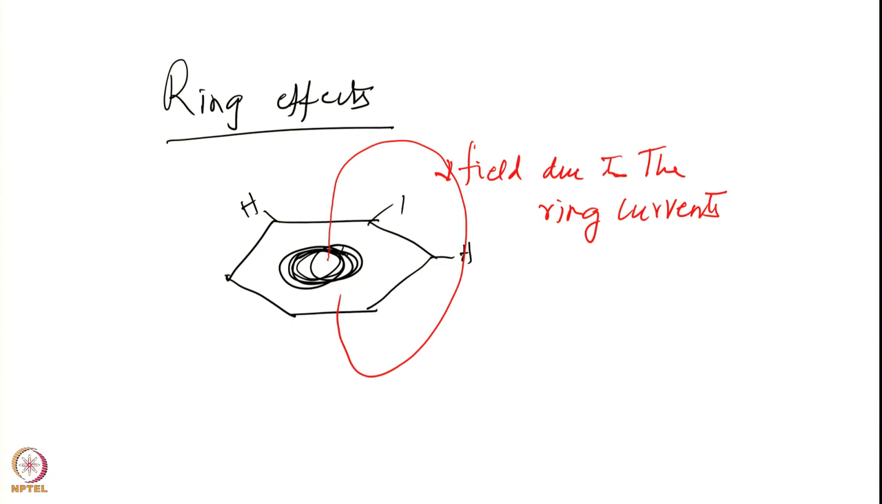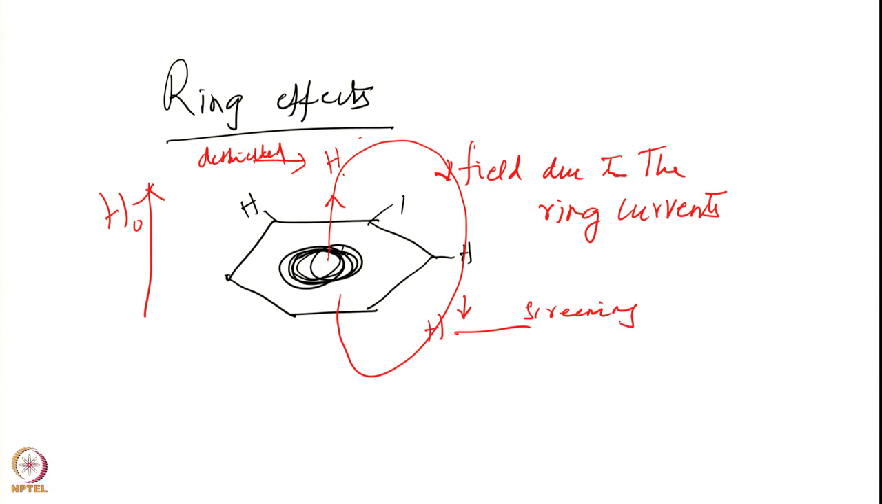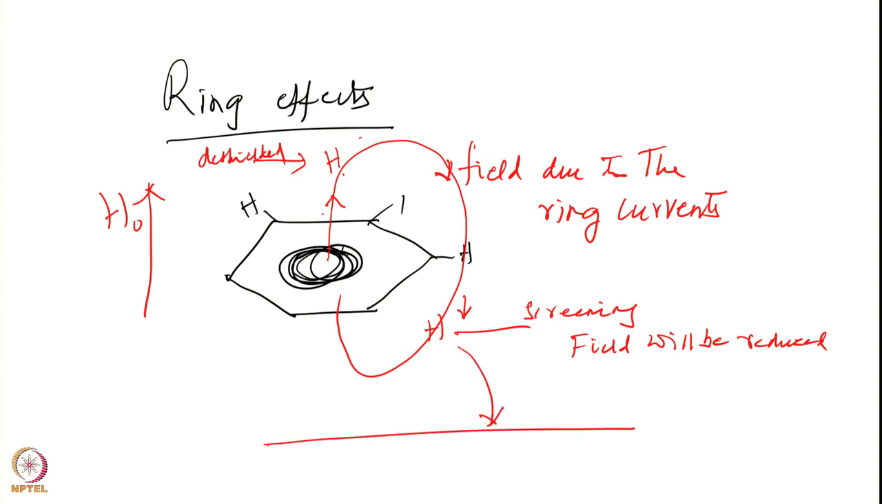Now your main field is, let us say, H naught here, and this induced field will tend to either go with this or oppose this. Suppose you have a proton which is coming here, this fellow will see a field which is in line with the H0. So it will see a higher field, therefore that is equivalent to deshielding. This will be deshielded. If I have a proton here, in this direction, the induced field is going like this, in the opposite direction, so the field will be reduced. This is shielding. So this proton may appear here and this one may appear here.